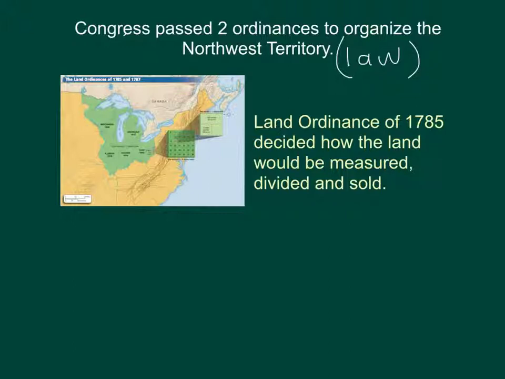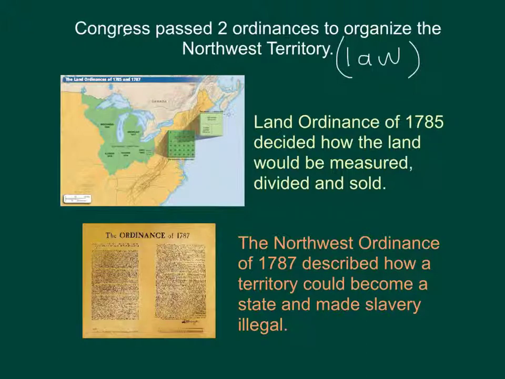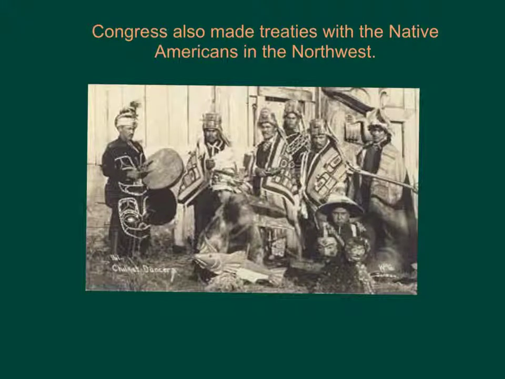The first law, the Land Ordinance of 1785, explained how the new land would be measured, divided, and sold. The second law, the Northwest Ordinance of 1787, described how a territory could become a state. It also made slavery illegal in the territory. Around the time that Congress passed the two ordinances, it also made treaties with Native Americans in the Northwest Territory. The laws and treaties forced the Northwest Native Americans to leave the territory so the settlers could move there.